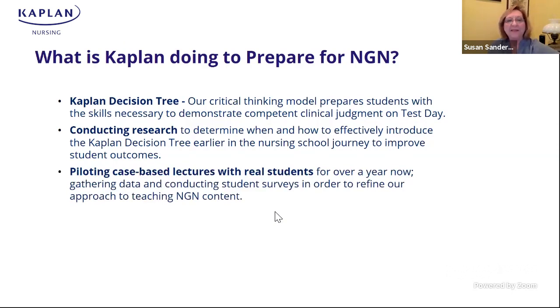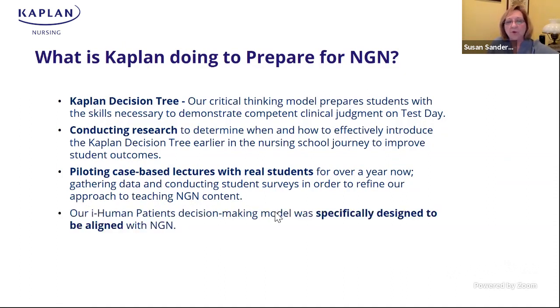And we are piloting case-based lectures in a review course that allows the student to see a case, learn some content or review the content, and answer questions related to the case. So we've been using that for over a year now, and we're collecting data on that to really refine our method of teaching NGN content. And Ryan's going to show you how you can incorporate some of these cases into your teaching as we move through the presentation today.